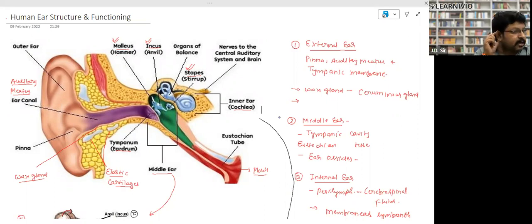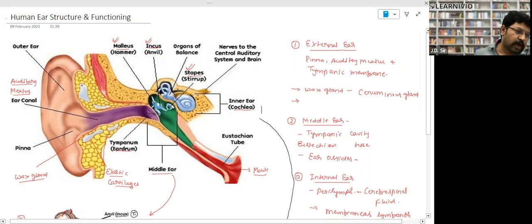So this part which you call the ear, this is not the ear. This is basically the pinna, right? This is designed this way so that it captures maximum waves. So this is the outer ear, and this part is called the pinna. This canal, this pipeline, is called the ear canal or auditory meatus, right?